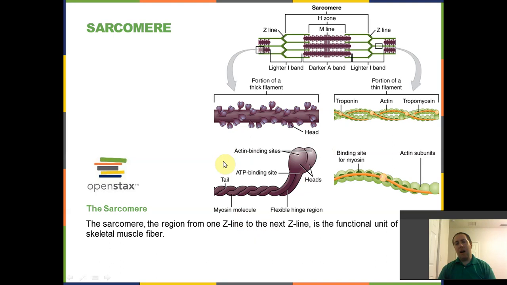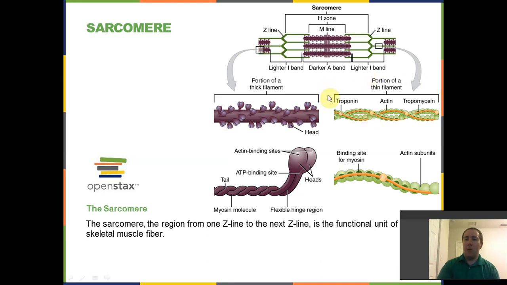And now imagine taking a bunch of these pairs and twisting all of those pairs together. And now you're going to get a thick filament. And so all of the shafts are lined up in the middle of that thick filament, and all of the heads are sticking out away.